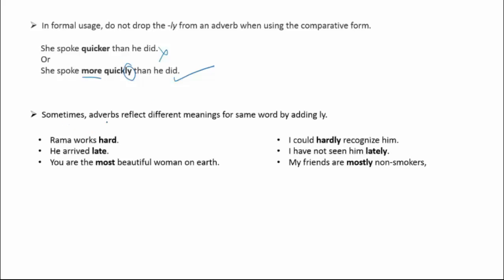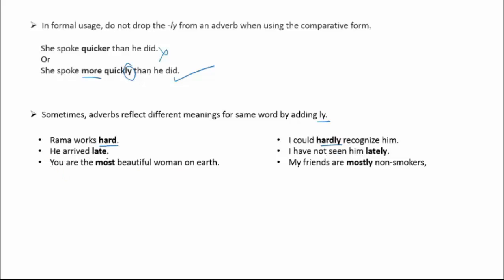Some adverbs reflect different meanings for some words by adding ly. For example, Rama works hard. Over here it tells that he works hard. How does he work? Hard. I could hardly recognize him. Now over here, look at the meaning. Hard means more work and efficient work. Hardly means not to an exact quantity, very less. Now here the meaning has changed to a vast level.